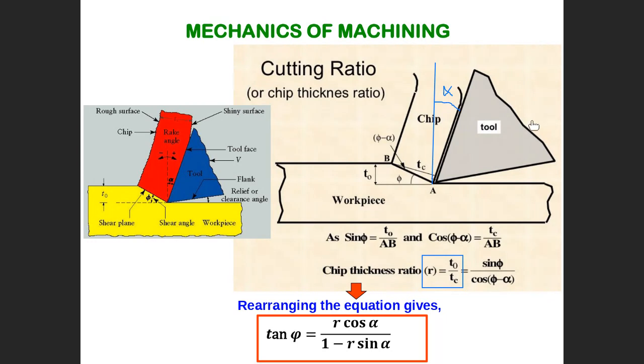Muhammad, yes, I am listening. Yes. What is TC? TC is the thickness, the cut chip thickness. This is the TC. Did you get it? T0 is the uncut chip thickness. TC is the cut chip thickness.